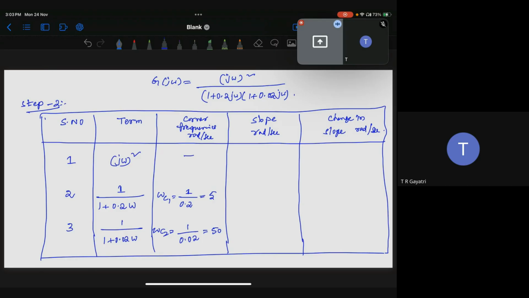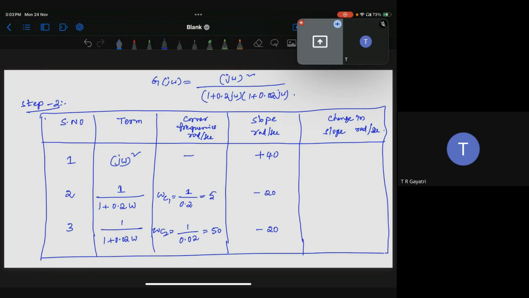Now we will find the slope. (jω)² means that it is plus 40. Because it is in the numerator, each s will add plus 20 dB per decade. If it is in the denominator, it will be minus 20 dB per decade. Here it is in the numerator twice, so plus 40. Then this is minus 20, because it is in the denominator, and this is also minus 20.